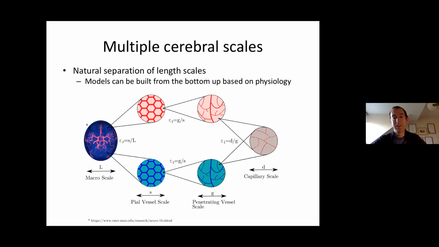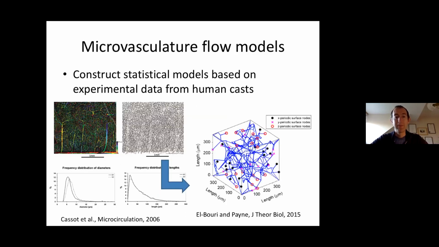So the separation of scales and the approach that I showed on the previous slide means that we can actually write down the equations for each one of these and build our models all the way from the bottom up. And we work our way from the bottom up because we now know a lot of information about the capillary vessels. And this comes back to that classic paper I showed you from 1981, right at the beginning.